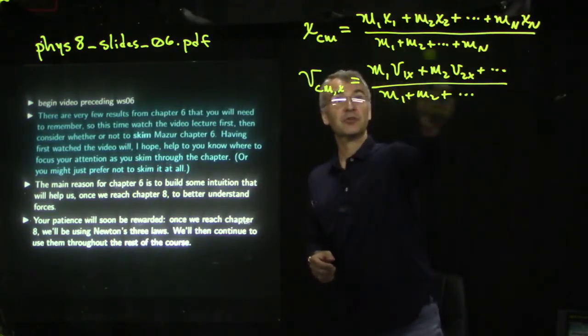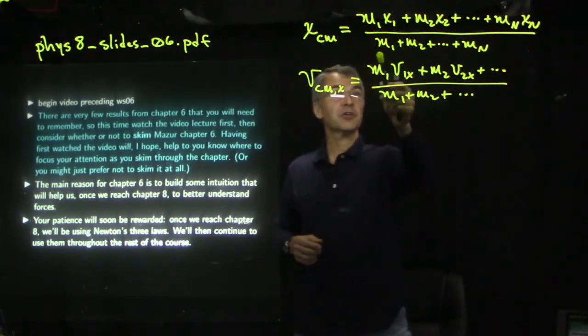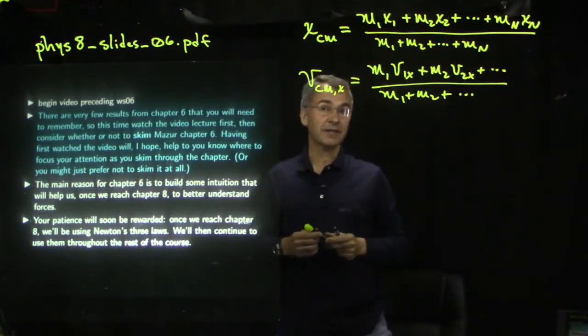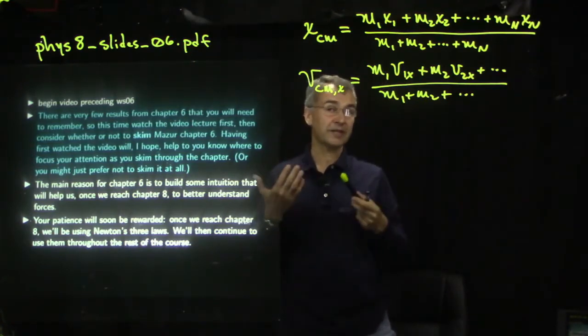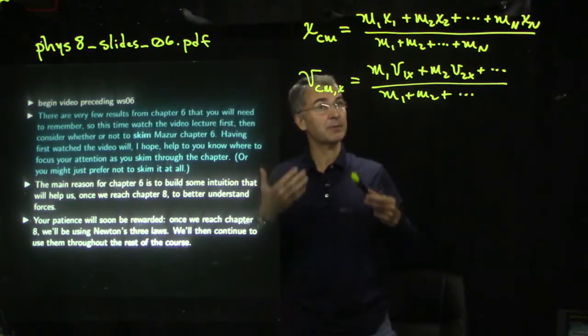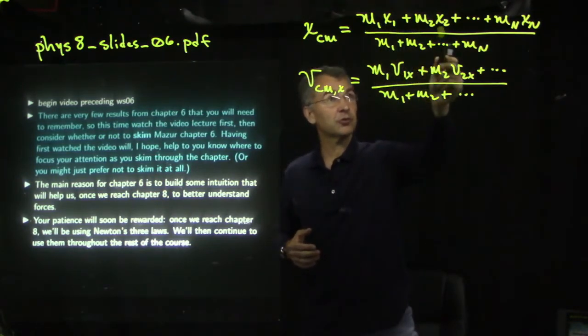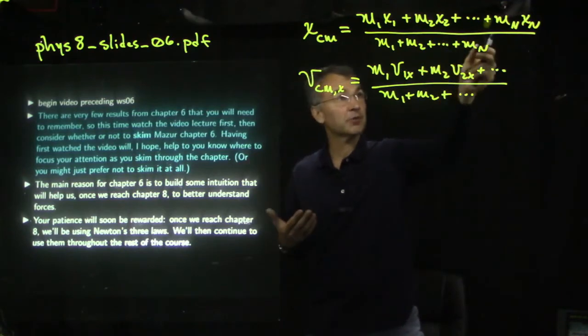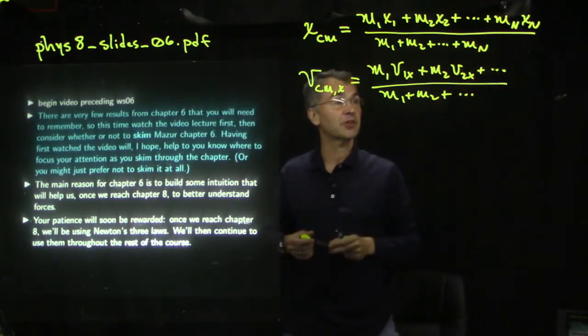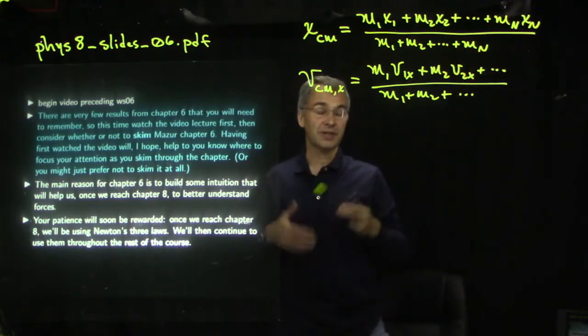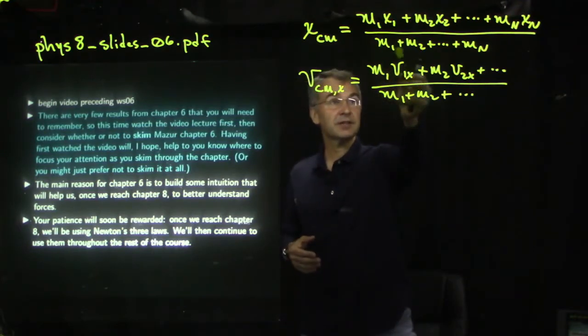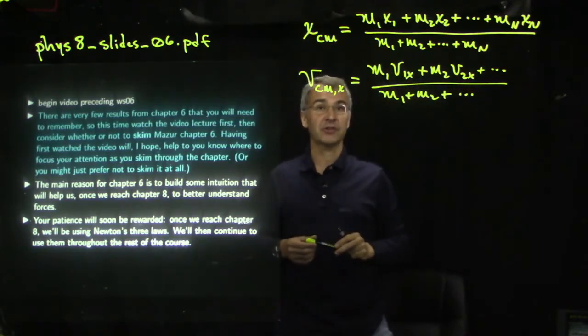definition of the center of mass, which is basically a mass-weighted average of position. It's like a weighted average of position weighted by mass. So mass 1 times x1 plus mass 2 times x2, and so on, up to mass of the nth particle times the x position of the nth object. And then in the denominator, the sum of the masses of all the objects.